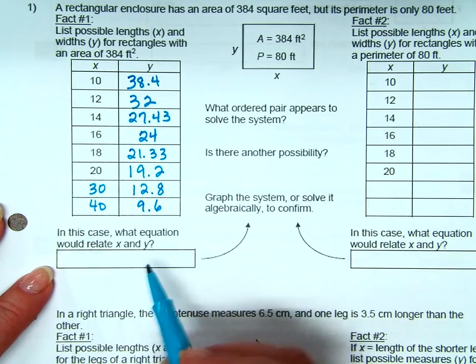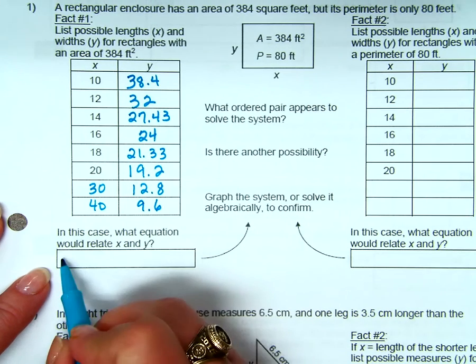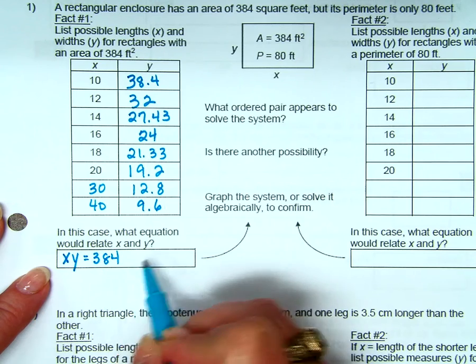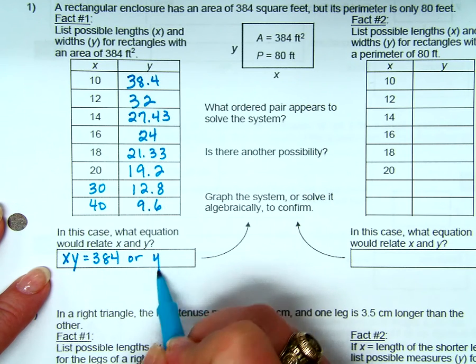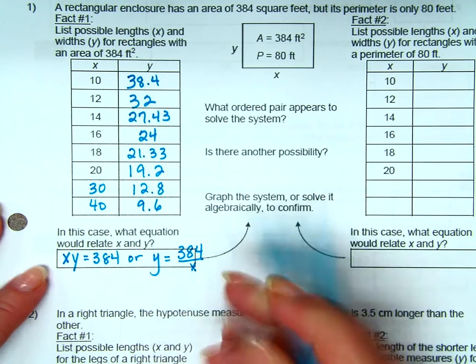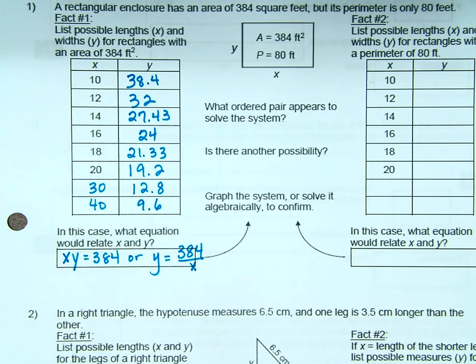Which leads us to this box right here. It says, in this case what equation relates them? Well, you just told me area is length times width. But we found the y value by dividing the area by the length. Yes? Okay. So that's the area side.